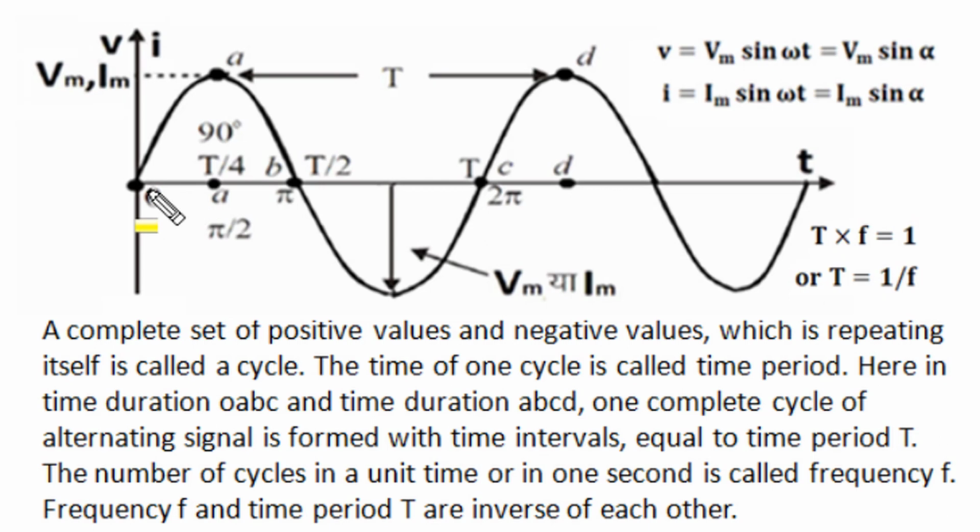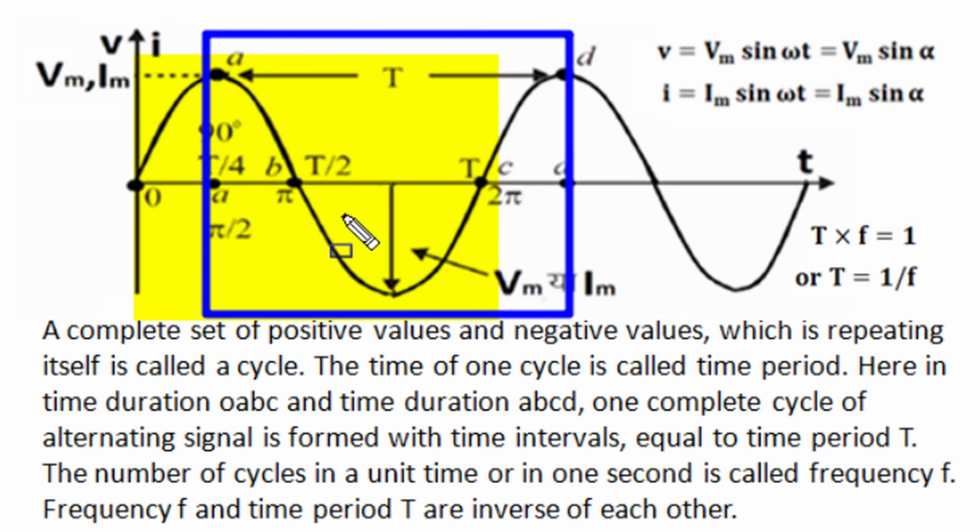The complete set of unique positive values and negative values which are repeated onwards is known as a cycle, and the time duration of this cycle, denoted by capital T, is known as the time period of the sinusoidal alternating quantity. Here in this blue frame also, a complete cyclic set of alternating quantity from positive peak to again positive peak is shown, which is repeating itself. So this duration from instant A to D is also the time period of the same alternating quantity.